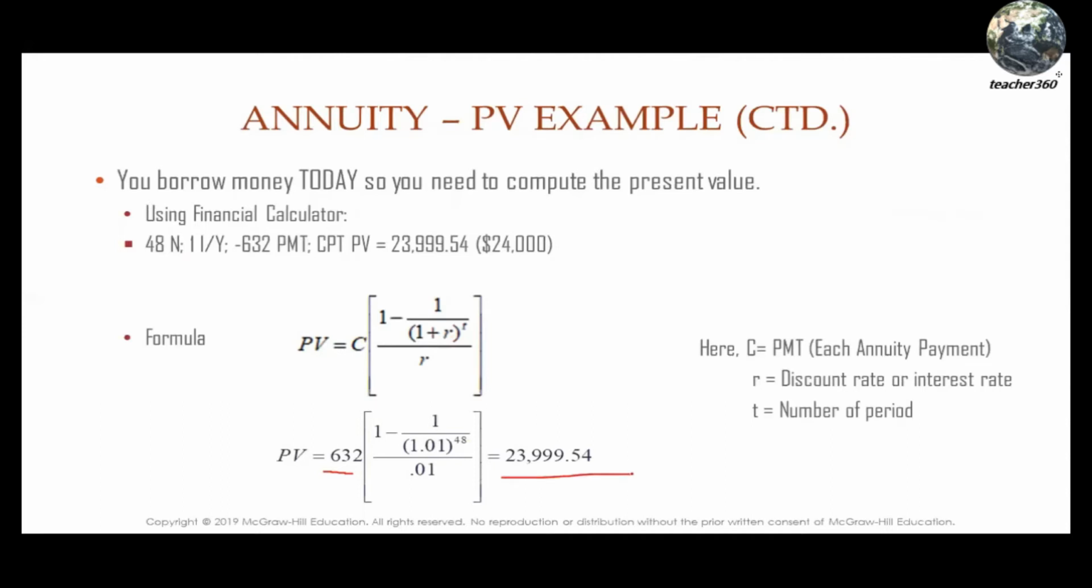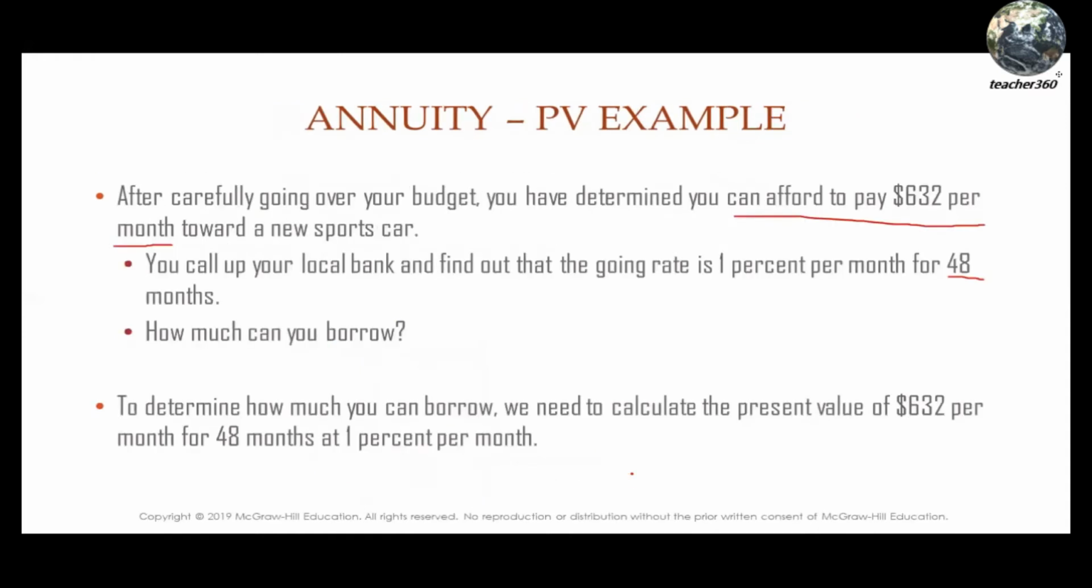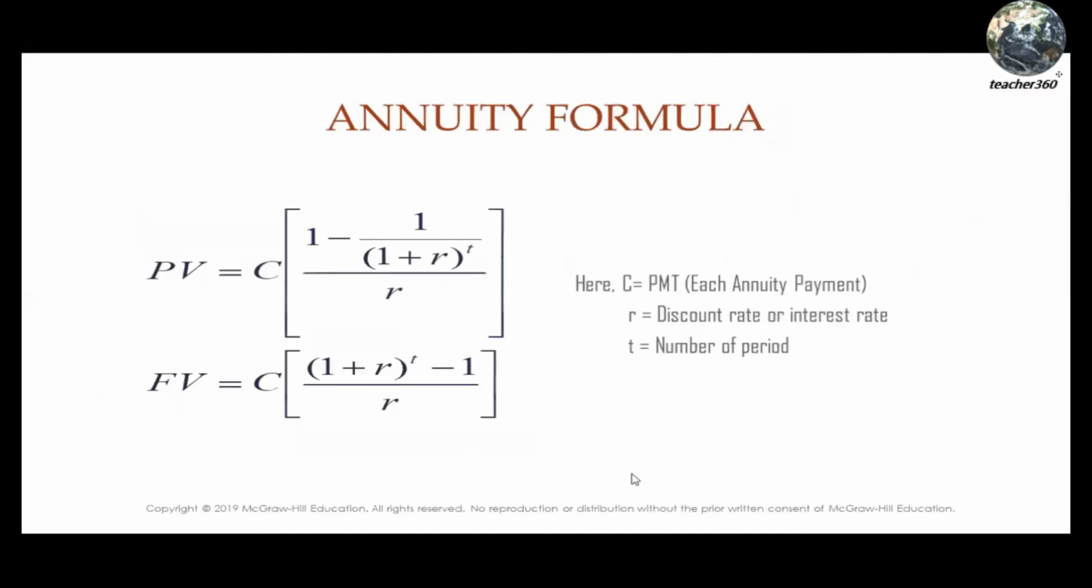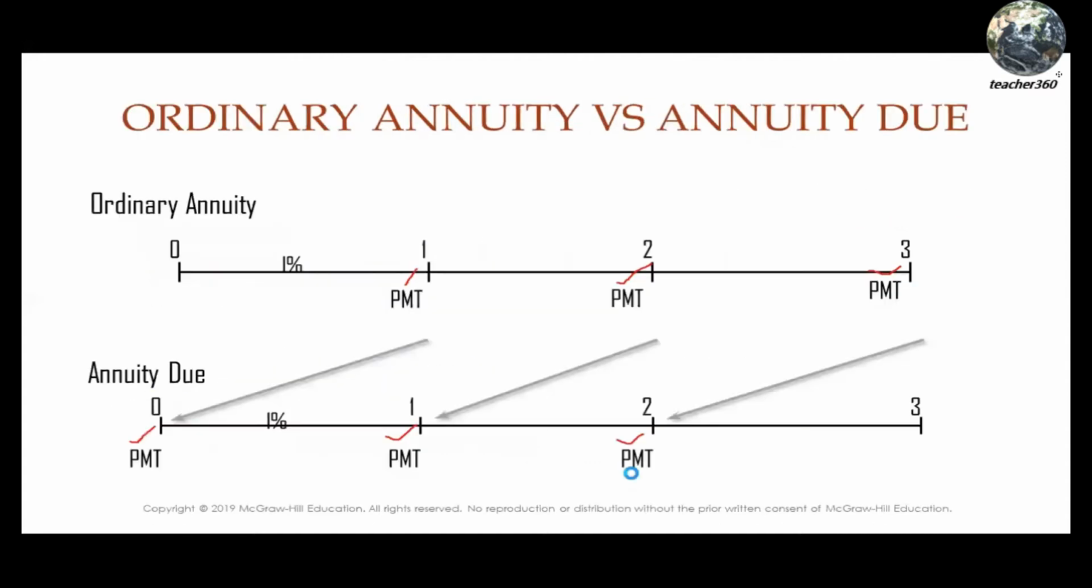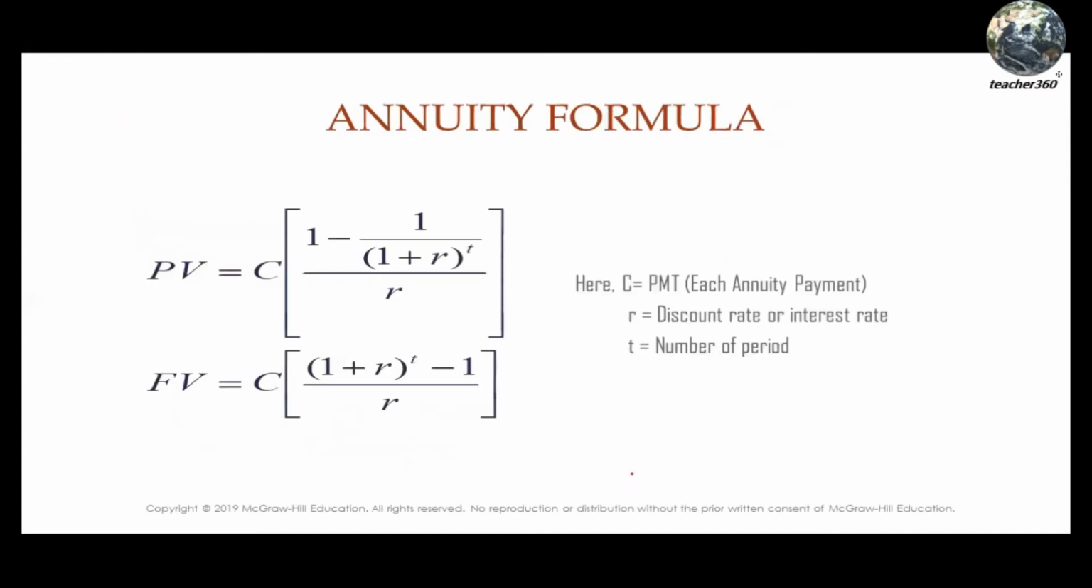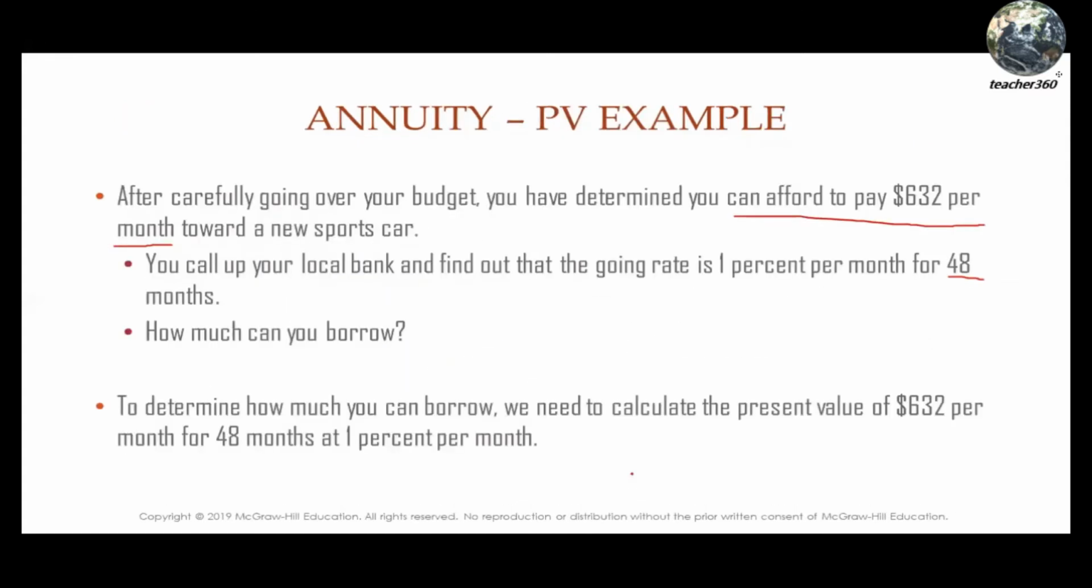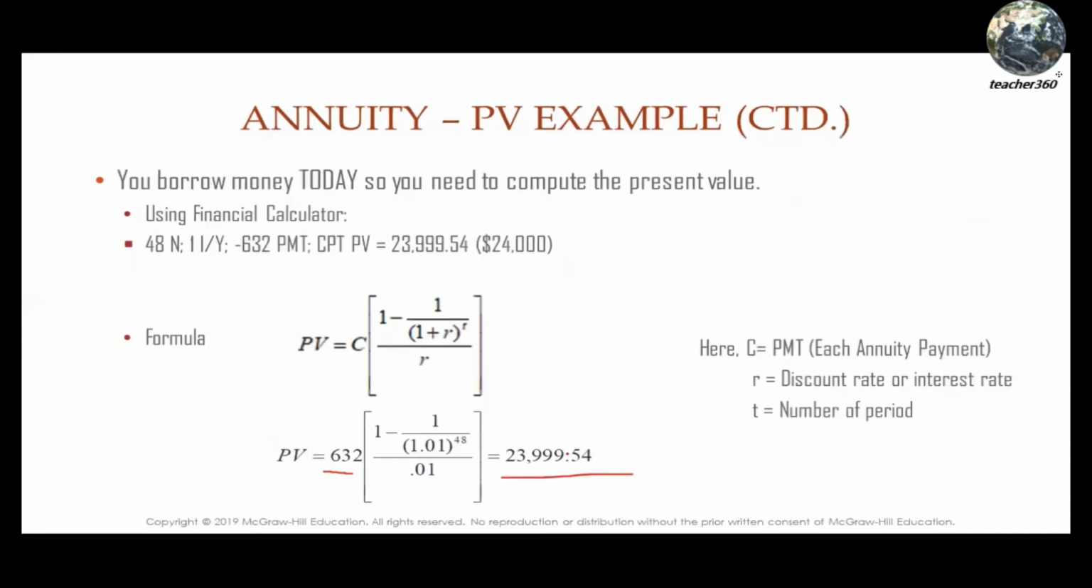So if you pay $632 each month, this present value is approximately $24,000.